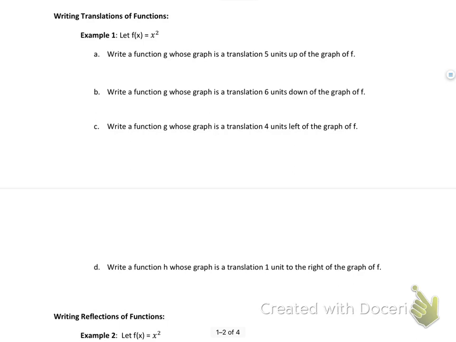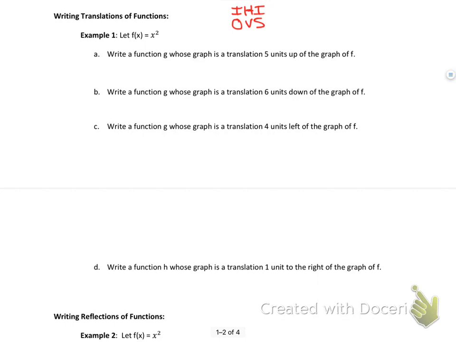First, we want to move 5 units up. So if it's up, it goes outside. Outside because it's vertical. Remember, inside is horizontal, and we do the inverse. But outside is vertical, and we do the same.